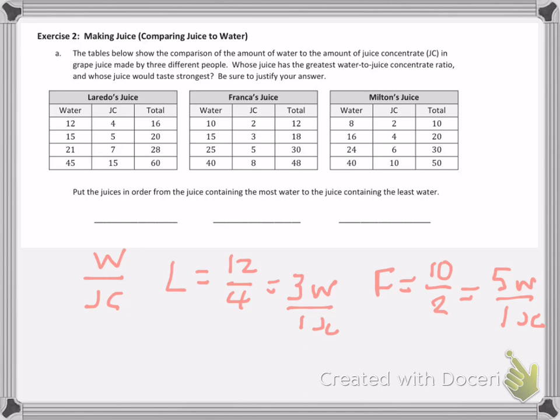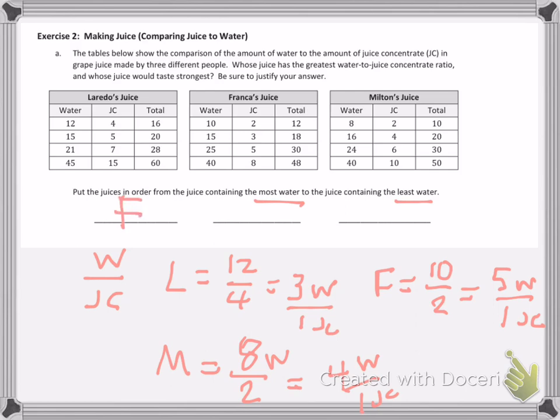And then the last one is Milton. Milton has 8 water to 2 juice, which is 4 parts water to 1 part juice content. So the most watered down is Franca, and the one that's going to be the strongest is going to be Laredo. So put the juices in order from the juice containing the most water to the juice containing the least water. Well, the one with the most water is Franca.